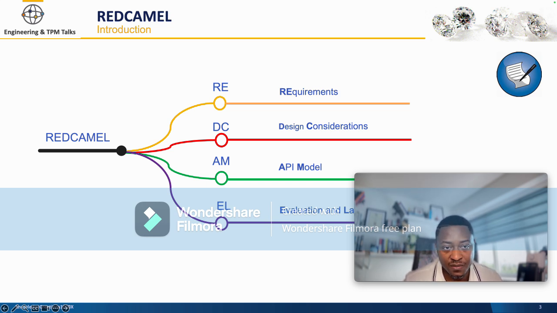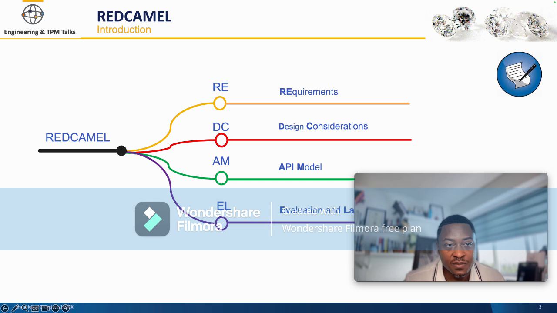So for the REDCAMEL, what it essentially stands for is RE stands for requirements, DC stands for design considerations, AM stands for the API model itself, EL stands for evaluation. Of course, you have to take a step back and be sure that your approach is actually going to pass the first hurdle, right? And as one of my previous bosses who came into Amazon from Google would say, fast was his favorite feature. Thank you for that.